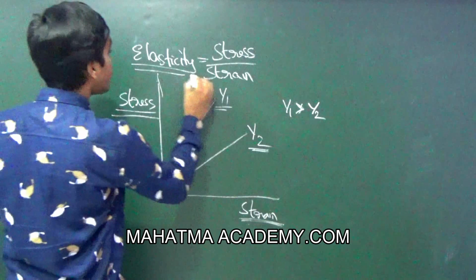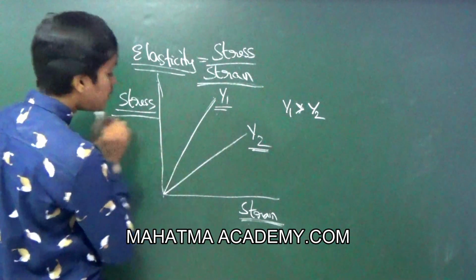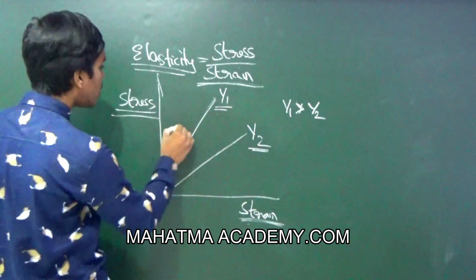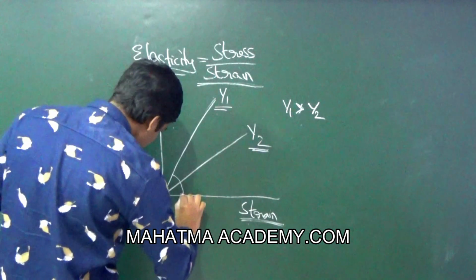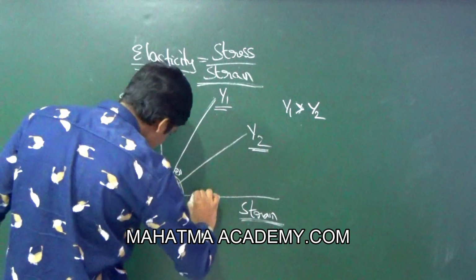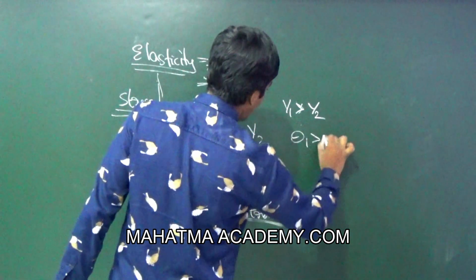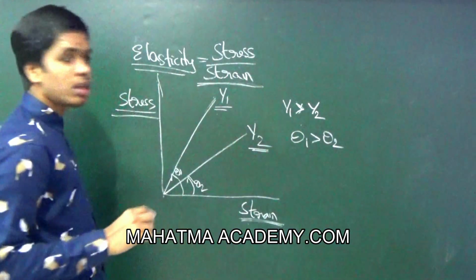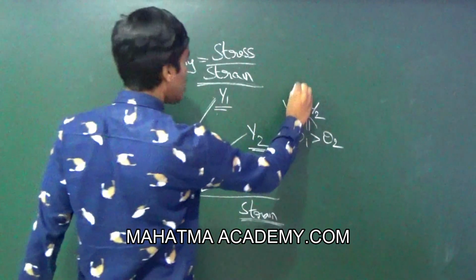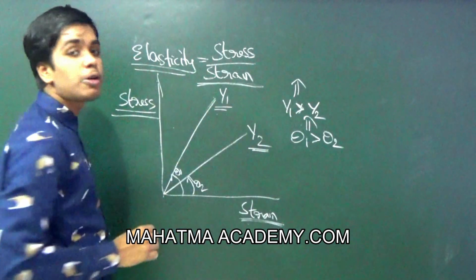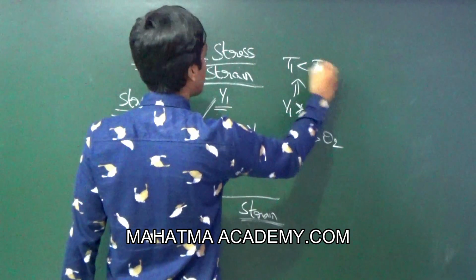So y1, that means here theta 1 and theta 2. So theta 1 is greater than theta 2. So y1 is greater than y2, and it is inversely proportional to temperature. T1 is less than T2.